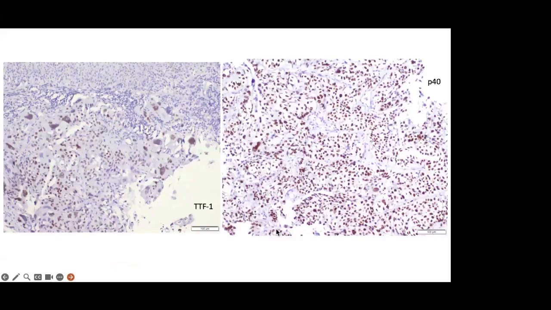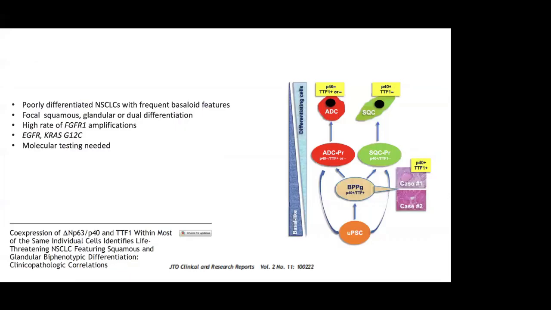So in this particular tumor, P40 was more than 50%, TTF1 was also positive, and definitely more than 5%. So these tumors are biphenotypic, and it is important to know about them because they have a high rate of different types of mutations, FGFR1 amplification, and they do show EGFR and KRAS G12C mutation. So if you see more than 50% P40 positivity, you should not stop there. They are biphenotypic, showing TTF1 positivity, so they should also go for molecular testing because they can show EGFR positivity and KRAS mutation. We have targeted inhibitors for these particular mutations, so these mutations should be checked.